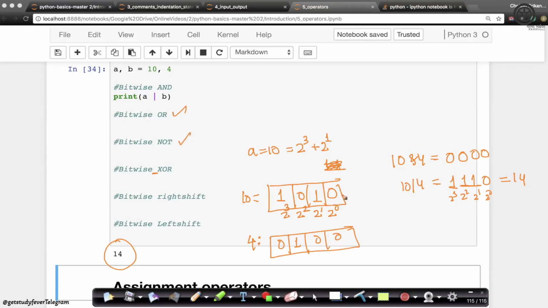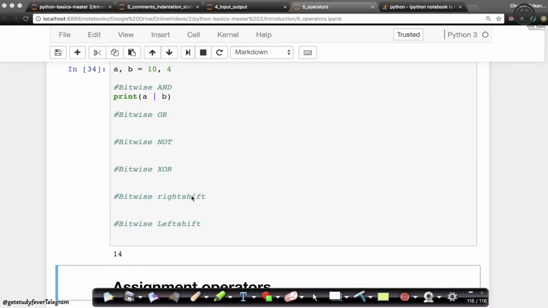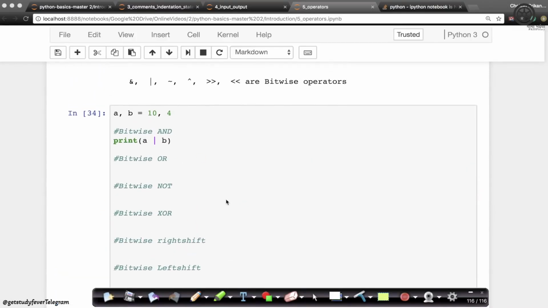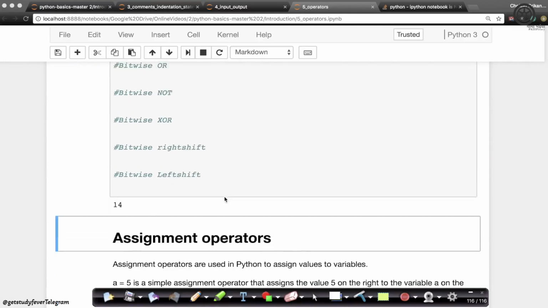Similarly, you can do all these operations like NOT. NOT of 10 would just flip these into 0, 1, 0, 1, right? So these are very simple bitwise operators. Those of you who have studied computer science or who have any familiarity with programming languages will quickly understand this.